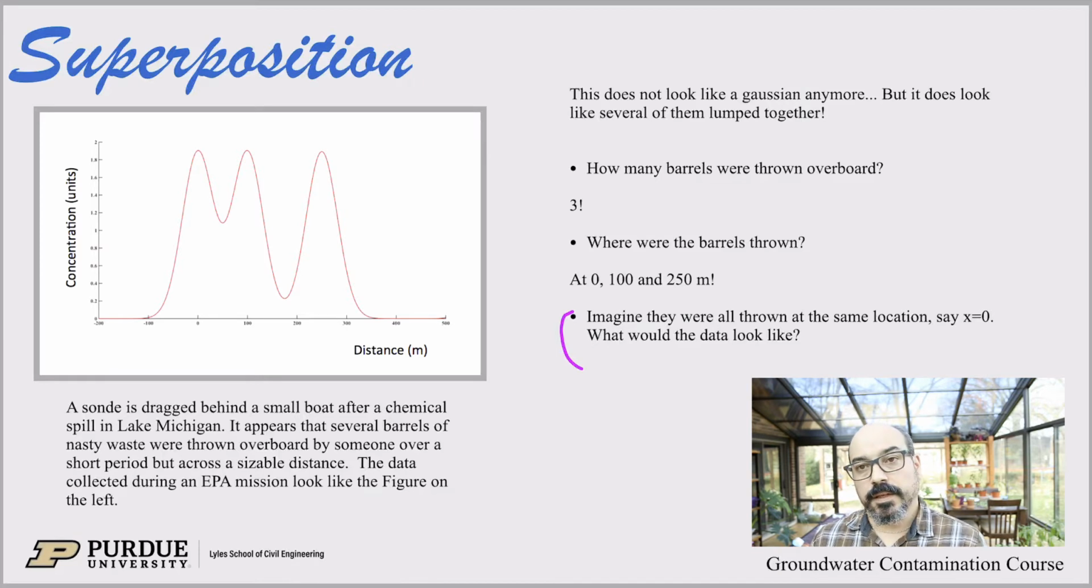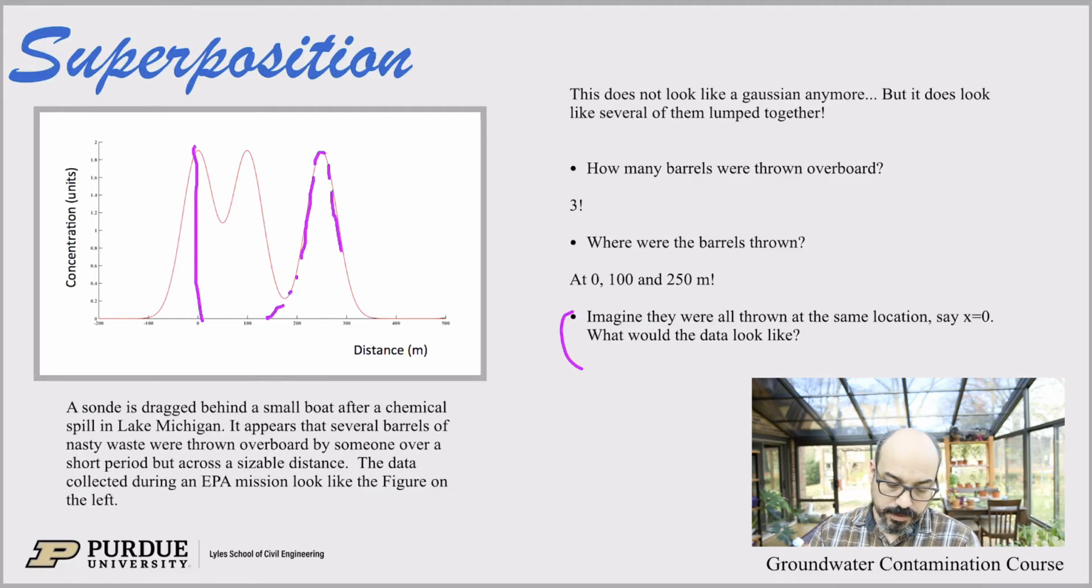Now, the question here is, what would it look like if we had all three barrels thrown overboard in the same spot? The answer is, for each barrel here, we have an individual solution. The mass is known because this is what's in here. You can tell that each of the three barrels had the same amount of chemical in it, and everything is the same. So if we put all three at the same spot, then we multiply everything by 3. The mass would be 3 times higher, so the peak would be 3 times higher.